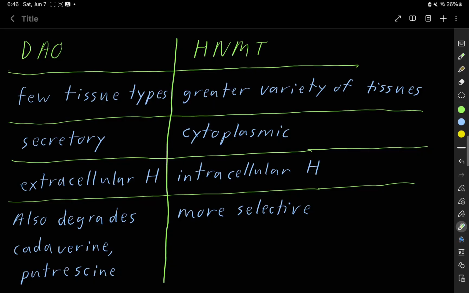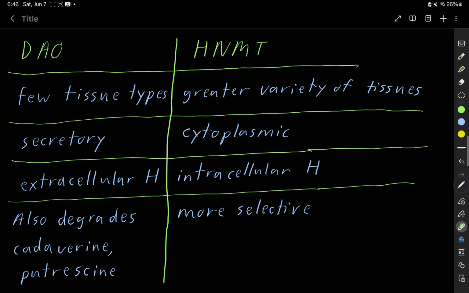So let's just review some key differences between our two termination enzymes, DAO and HNMT. DAO is found in a few tissue types, whereas HNMT is found in a much greater variety of tissues. DAO is a secretory protein. It leaves cells to go into the extracellular space where it degrades extracellular histamine, whereas HNMT stays in the cytoplasm of cells where it degrades intracellular histamine.